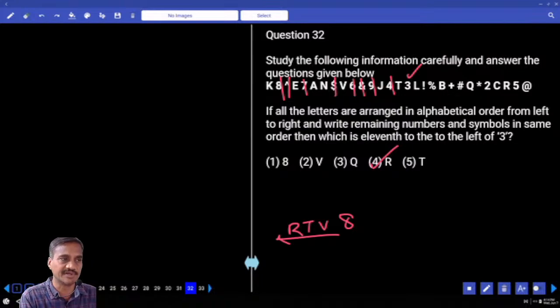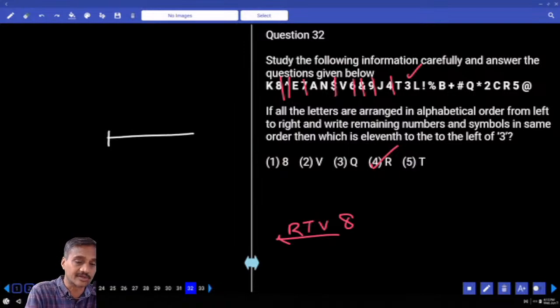ఇక్కడ మనకి ఏం అడిగాడు? ఫస్ట్ లెటర్స్ అన్నీ ఆల్ఫాబెటికల్ ఆర్డర్లో పెట్టేశాడు. దెన్ 3కి లెఫ్ట్ హ్యాండ్ సైడ్, తర్వాత నెంబర్స్ సింబల్స్ సేమ్ ఆర్డర్లో ఉన్నాయి కదా. కనుక 3 కన్నా లెఫ్ట్ హ్యాండ్ సైడ్ ఉండే లెటర్స్ నెంబర్స్ సింబల్స్ అలానే ఉండిపోతాయి కదా. ఎన్ని ఉన్నాయి? 8 ఉన్నాయి. 8 అయిపోయింది అంటే సింబల్స్ నెంబర్స్ రాసేసాం. ఇక్కడ నుంచి ఏముంటాయి? లెటర్స్ అన్నీ ఆల్ఫాబెటికల్ ఆర్డర్లో రాసాం.